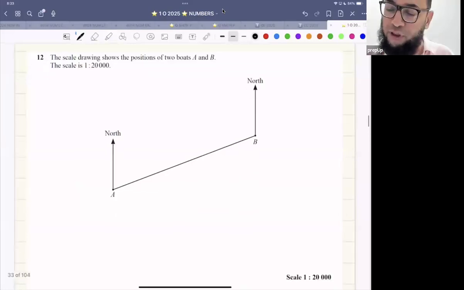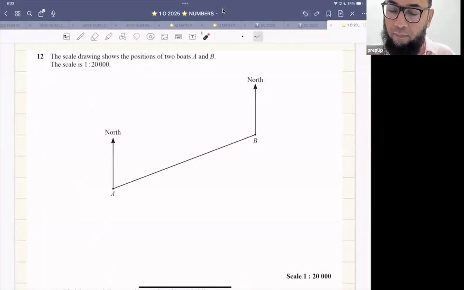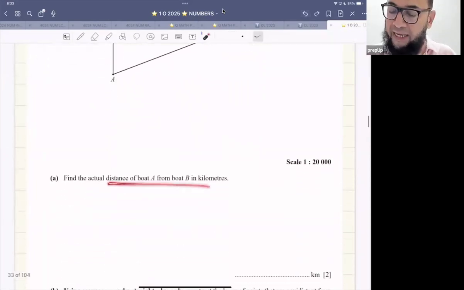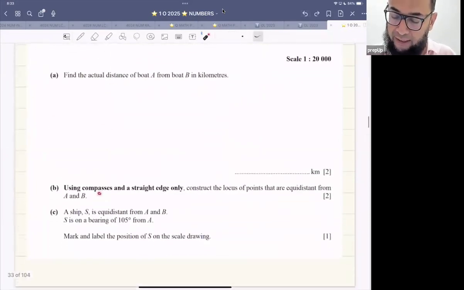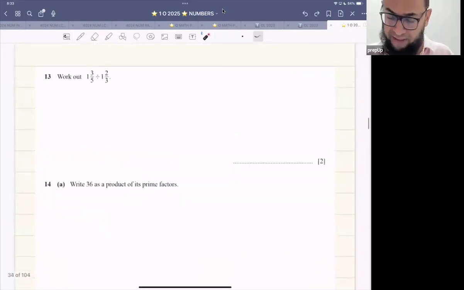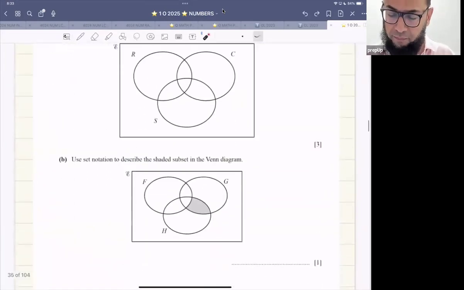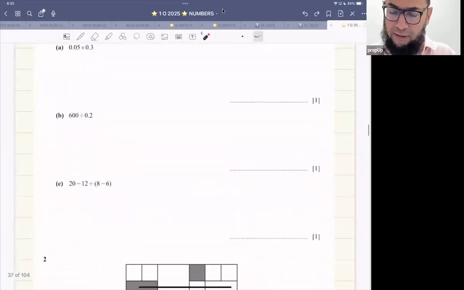The diagram shows the position of two boats. One is to 20,000. Find the actual distance using, no, this is trigonometry. Let me ignore this. This is LCM HCF. Set notation.